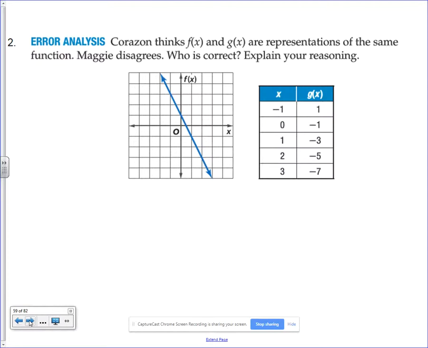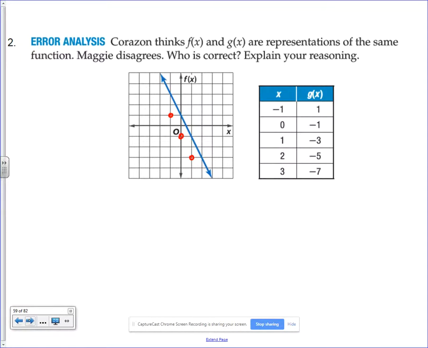Help him out, Quentin. What do you think? The points in the table are not aligned. Let's check that. Where is negative 1, 1? Tell me where to go. Where is 0, negative 1? Where is 1, negative 3? Folks, are those points on that line? No, they're not. So are they the same function? No, they're not.